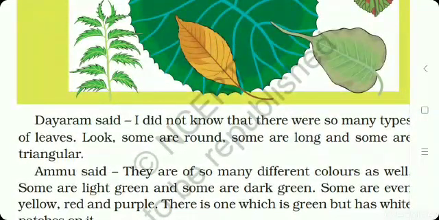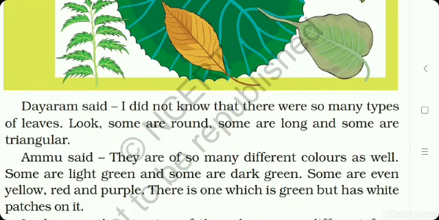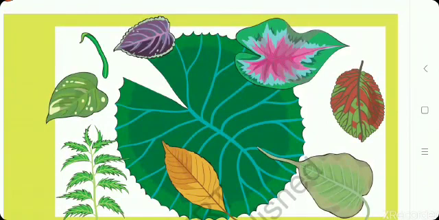Look, some are round, some are long, some are triangular. Amos said, they are of so many different colors as well. Some are light green and some are dark green. Some are even yellow, red and purple. There is one which is green but has white patches on it. Which one? White patches on it. Tell me this. Okay. Yes. Next to the purple leaf. Very good.